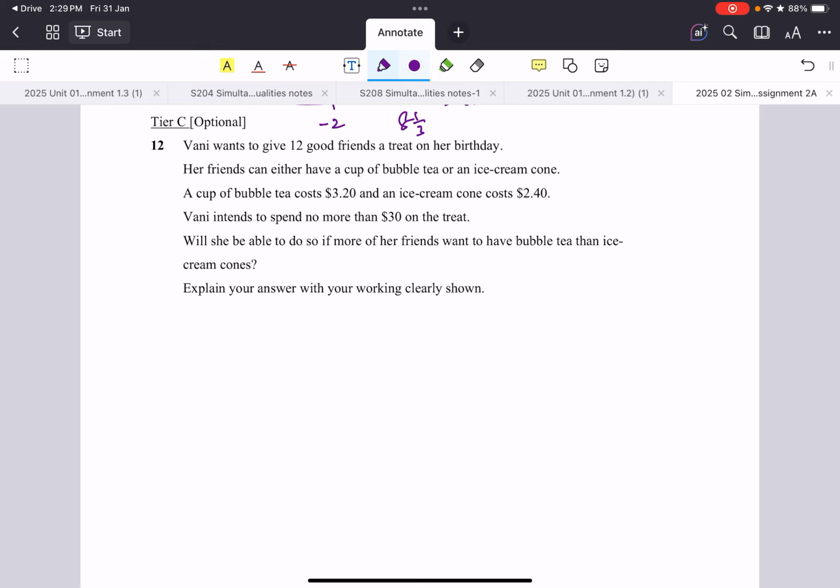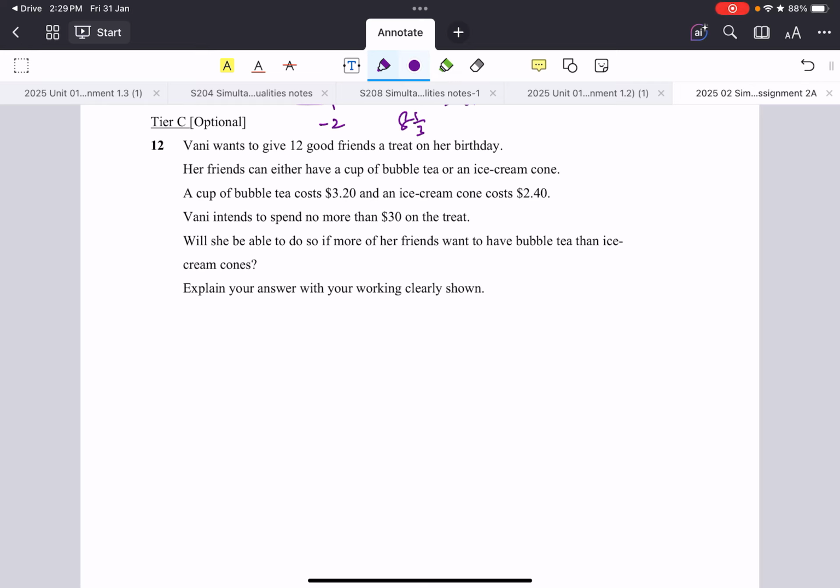Okay, now, Vani wants to give 12 good friends a treat on her birthday. Her friend can either have a cup of bubble tea or an ice cream cone. A cup of bubble tea costs $3.20. An ice cream cone costs $2.40. Vani intends to spend no more than $30 on a treat. Will she be able to do so if more of her friends want to have bubble tea than ice cream cone?